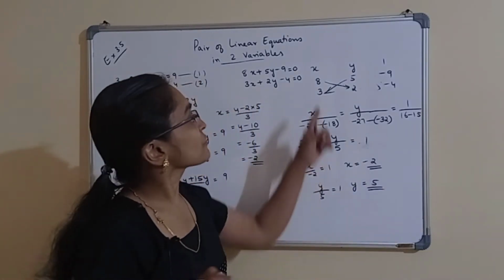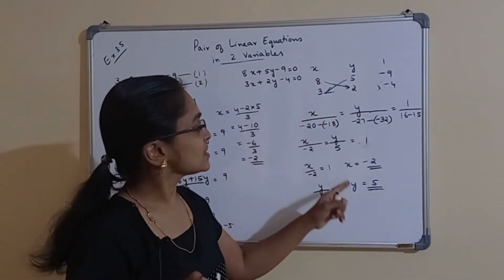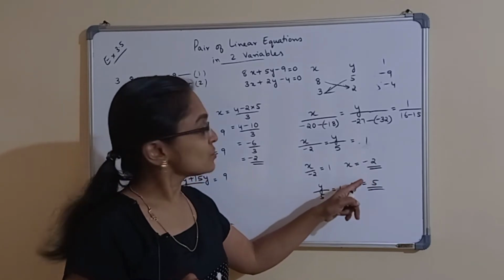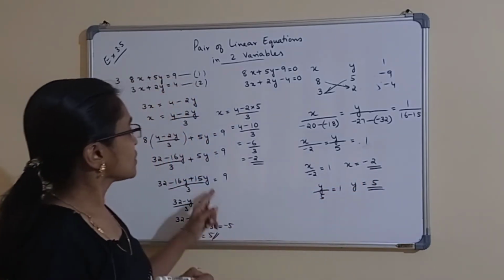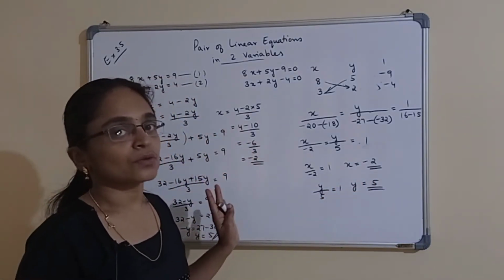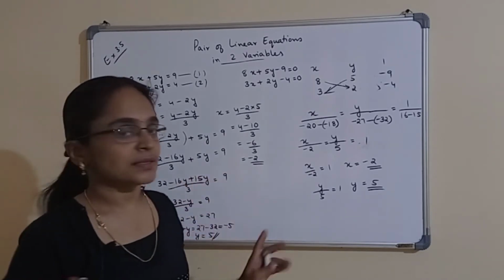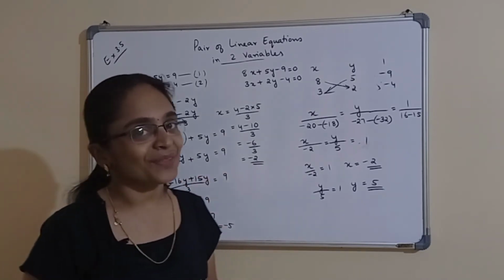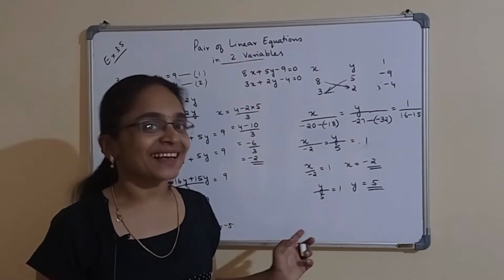So the solution of this pair of linear equations is x equal to minus 2 and y equal to 5, which we got by substitution method also. That is, we got the same answer by the substitution method. So our answer is correct.